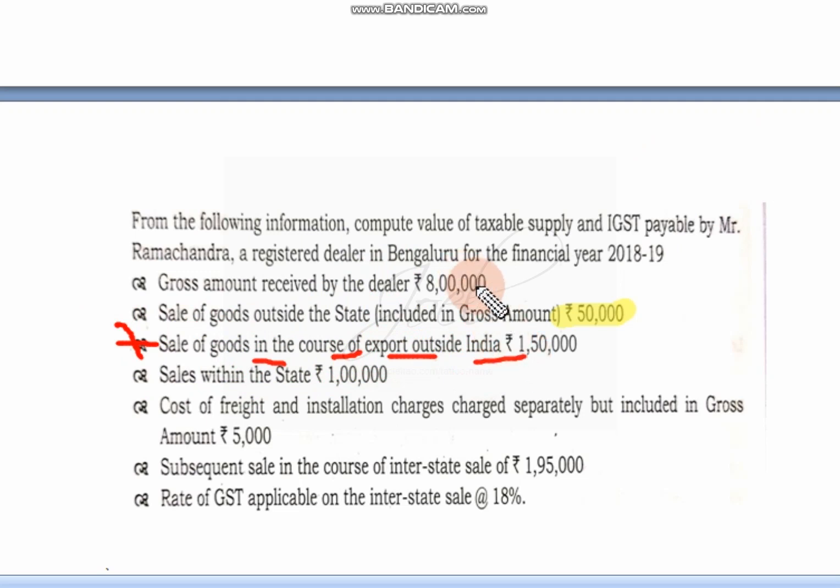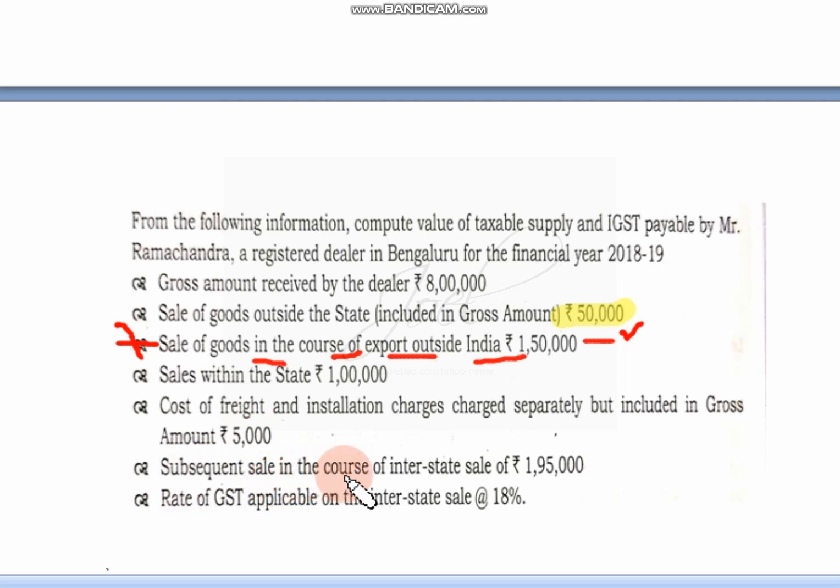So from 8 lakh we are supposed to deduct this 1,50,000. Remember, 1,50,000 we have to deduct. Sale within the state, see the next item, sale within the state, 1 lakh rupees. For this 1 lakh rupees, SGST and CGST is applicable. Cost of freight and installation charges charged separately. See, charged separately but included in the gross amount, rupees 5 lakh. So we will consider it.